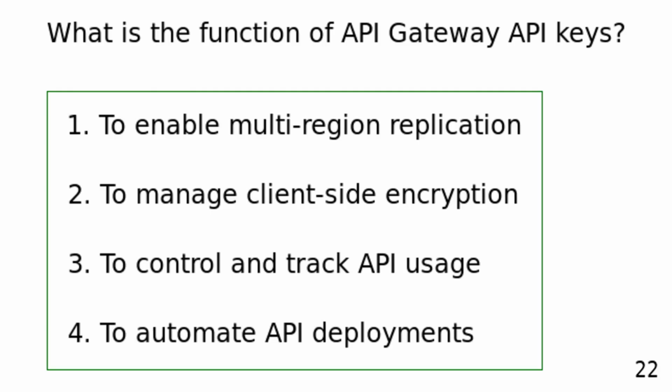What is the function of API Gateway API keys? To enable multi-region replication. To manage client-side encryption. To control and track API usage. To automate API deployments.